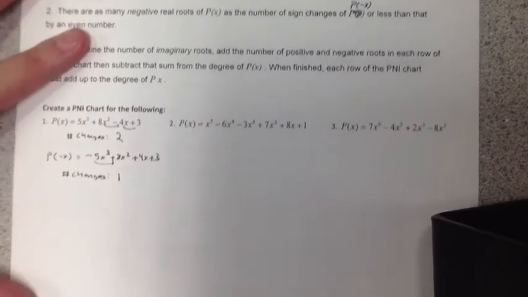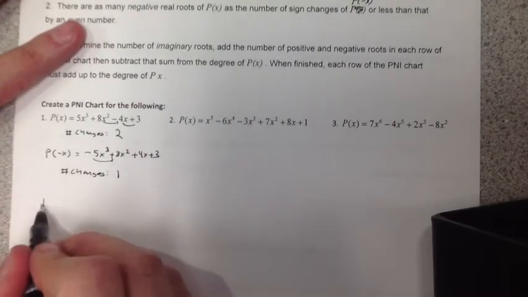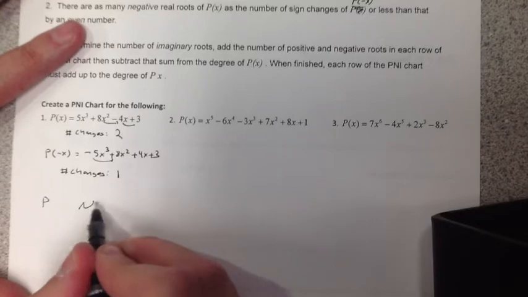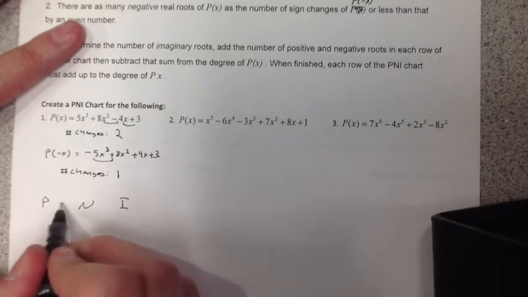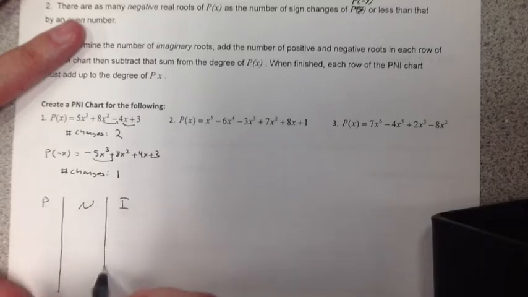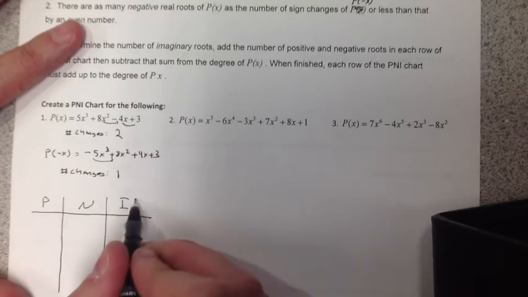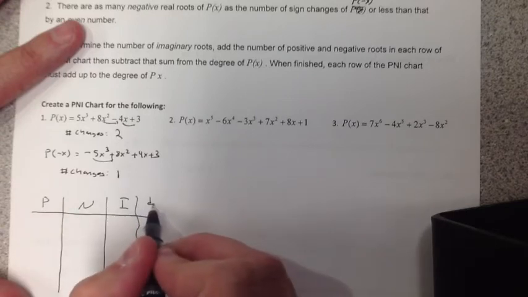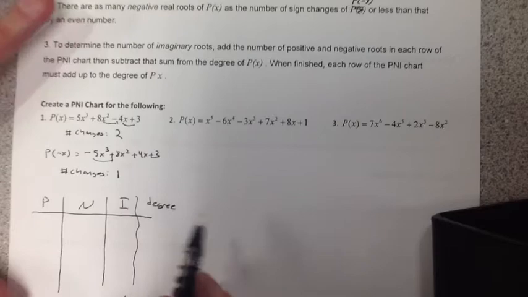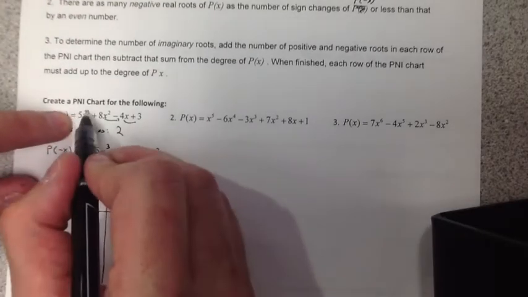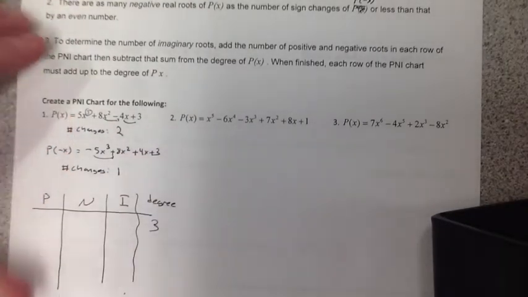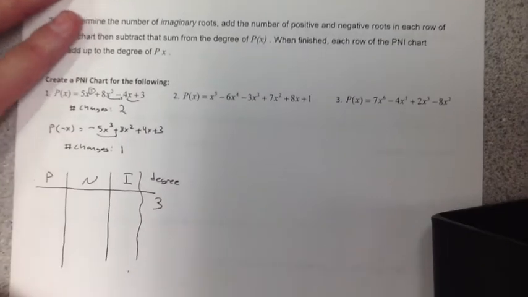Next, we generate our P&I chart. P for positive, N for negative, I for imaginary. And I always like to put over here, off to the side here, the degree. Now, the degree for each of these always has to be 3. So the degree has to be 3 there. We'll talk about that in just a few moments.